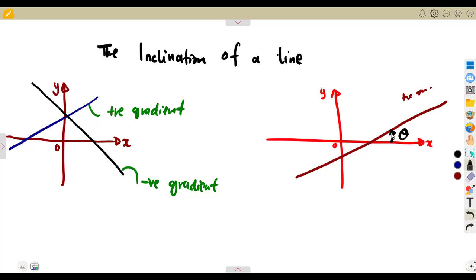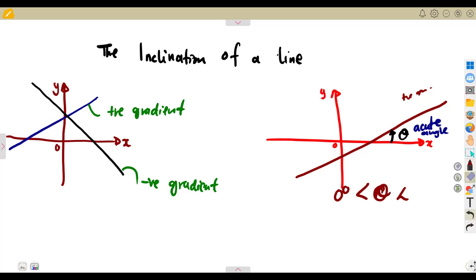So this angle theta, you are going to see as long as you have a positive gradient like what we see here, it is going to be an acute angle. Always, whenever you have a positive gradient, the angle theta between there is an acute angle. Remember, if it is an acute angle, our theta must be greater than 0 degrees, but less than 90 degrees.